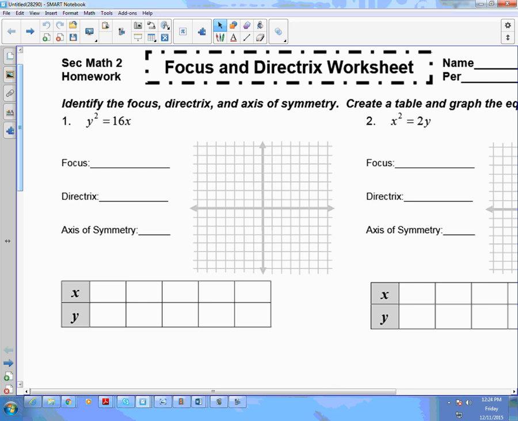Let's see how we get x solved for when we have x equals. So y squared equals 16x. How do we get x by itself? There's my y. 16 times x, we're going to do the inverse. Divide by what number? 16 on both sides. Divide by 16 on both sides.